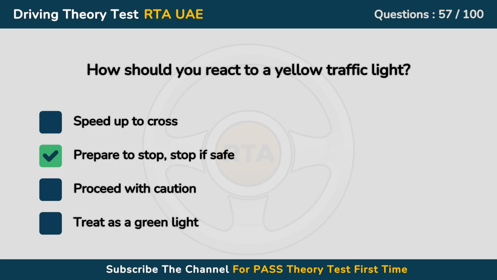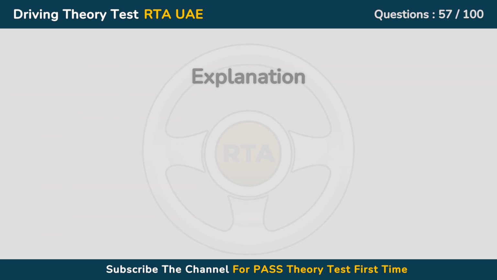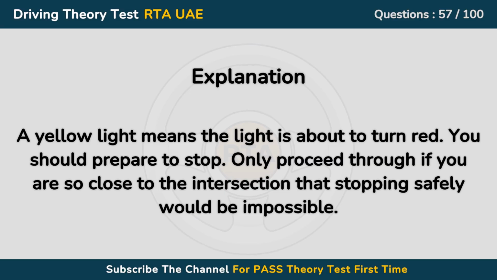Answer is B, prepare to stop, stop if safe. A yellow light means the light is about to turn red. You should prepare to stop. Only proceed through if you are so close to the intersection that stopping safely would be impossible.